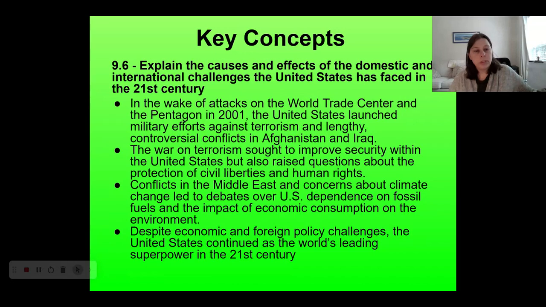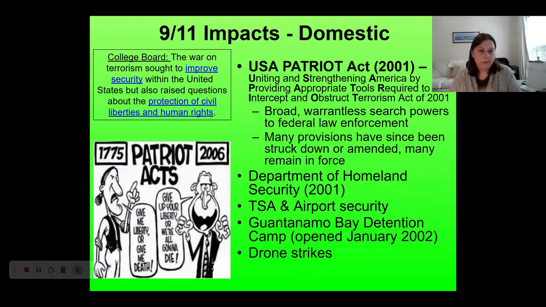What 9/11, of course, launches the United States into is a whole new era of foreign policy, to me very similar to what we talked about with the Cold War, how it reshapes or restructures American foreign policy in a significant way.